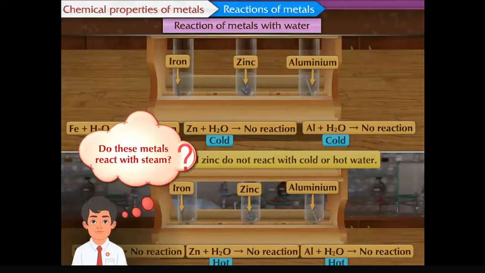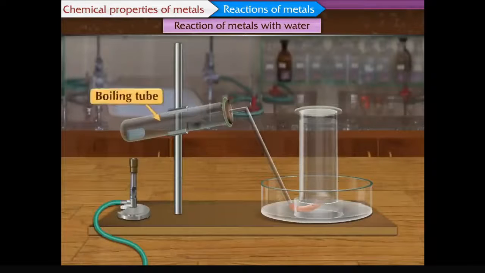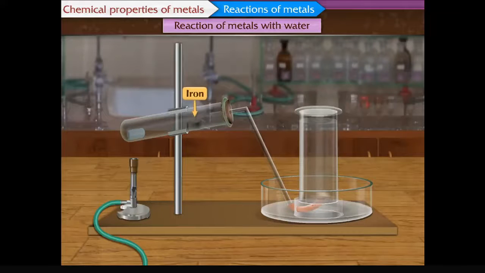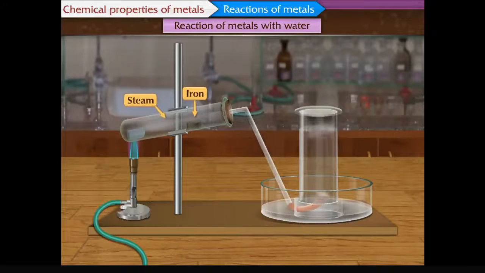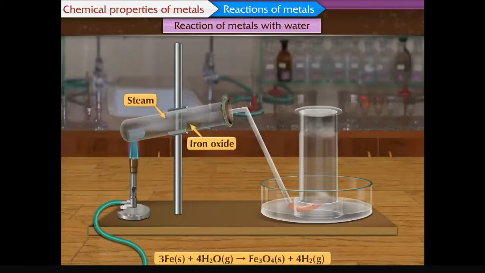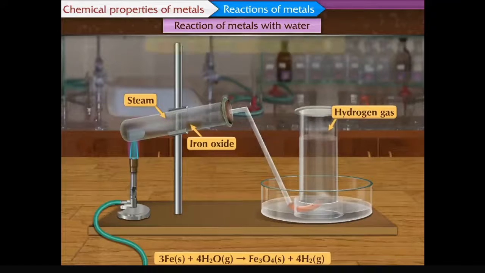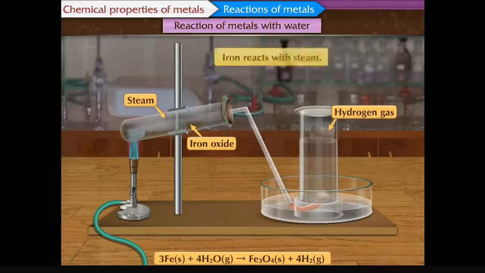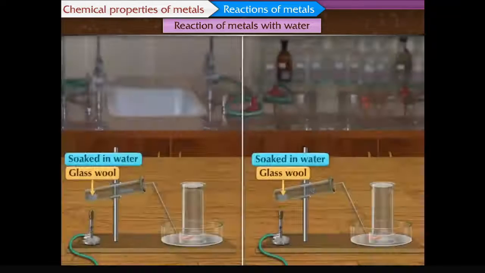To find out, let us perform an experiment using the metal iron. In a boiling tube, place a piece of glass wool soaked in water at the base of the tube. Place the piece of iron in the middle of the boiling tube. On heating the boiling tube, water gets converted to steam, which reacts with iron to form iron oxide and hydrogen gas. Hydrogen gas comes out of the boiling tube and is collected over water in a glass jar. This experiment shows that iron reacts with steam.